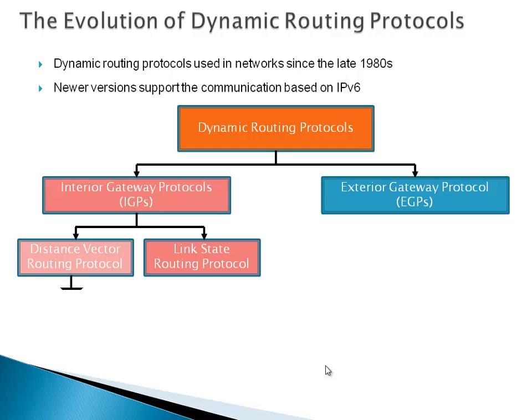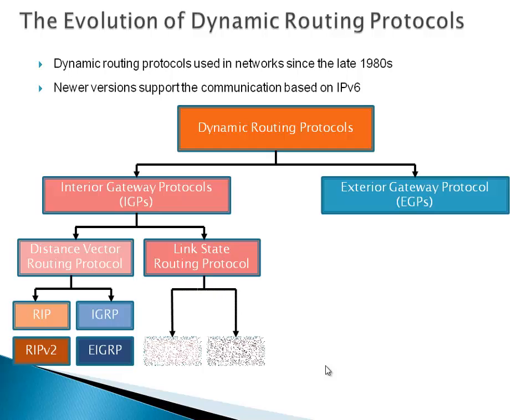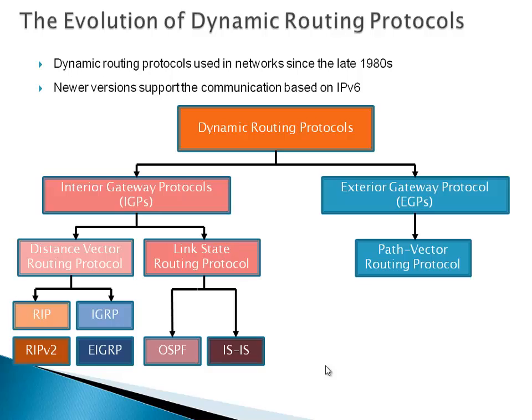For distance vector routing protocols, we have RIP and EIGRP to start with. These are like legacy protocols. They're not supported anymore, but they were startup protocols. The enhanced version of RIP, for example, would be RIP version 2. An enhanced version of EIGRP would be EIGRP, Enhanced Interior Gateway Routing Protocol. For link state protocols, we have two of them as well, OSPF and IS-IS. These are interior gateway protocols. For exterior gateway protocols, we have path vector routing protocols, and only one, BGP.